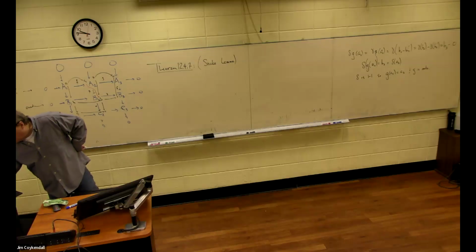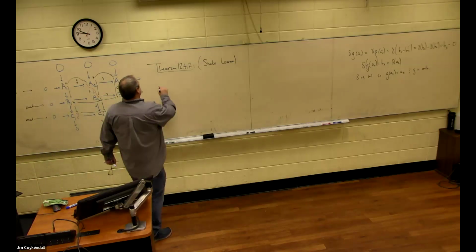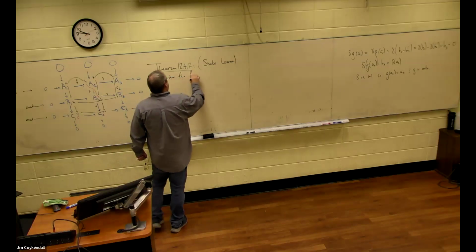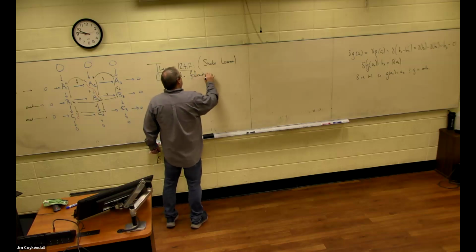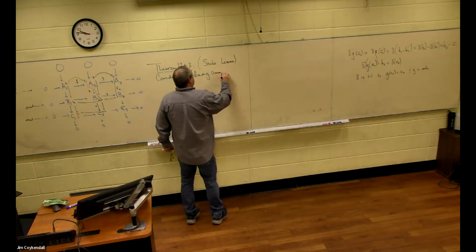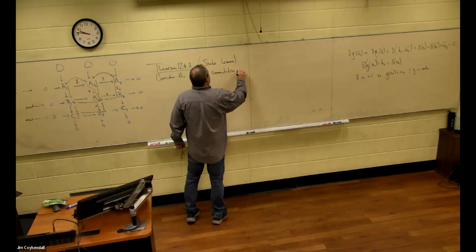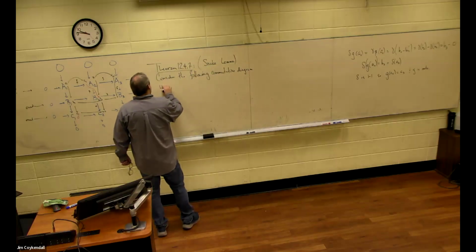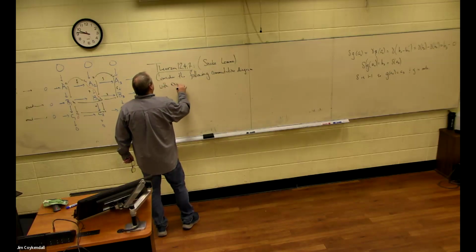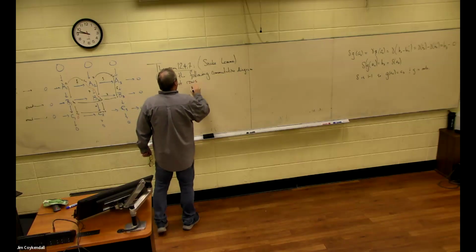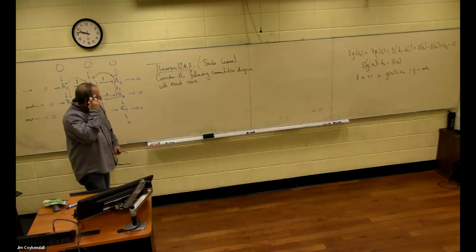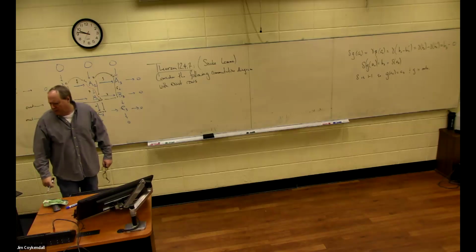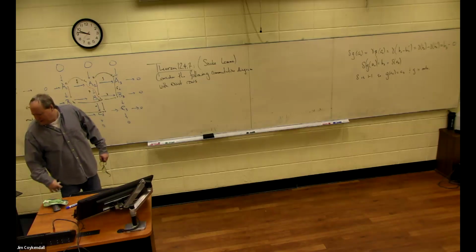Consider the following commutative diagram with exact rows. Is this category theory? Well, not really. Category theory is much more general. I'm couching this in terms of R modules and R module homomorphisms.